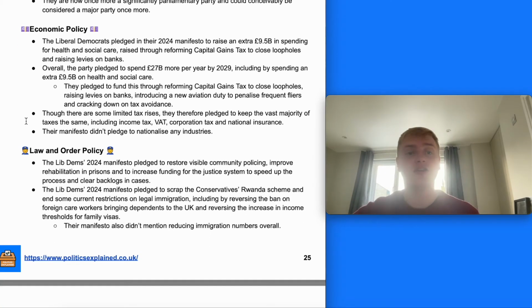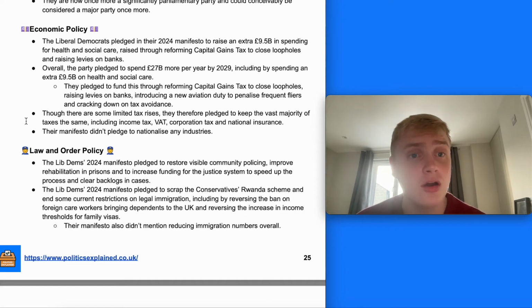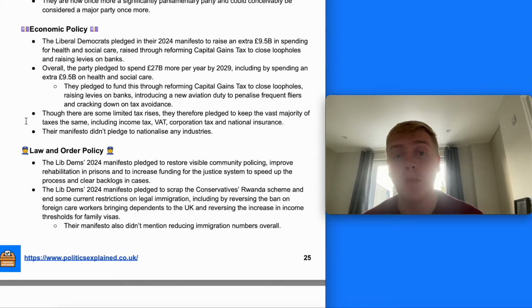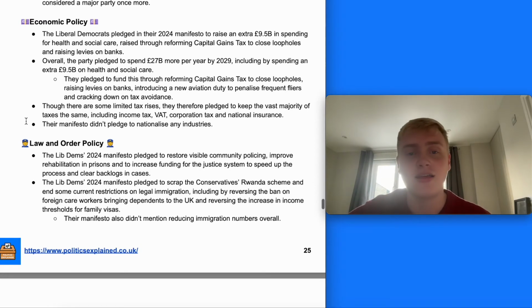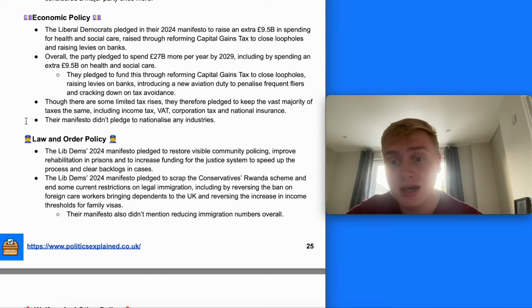In terms of their policy in the 2024 manifesto, they pledged to raise an extra $9.5 billion in spending for health and social care, raised through reforming capital gains tax to close loopholes, and raising levies on banks. Overall, they pledged to spend $27 billion more per year by 2029. They pledged to fund this through reforming capital gains tax, raising levies on banks, introducing a new aviation duty to penalise frequent flyers, and cracking down on tax avoidance. Though there are some limited tax rises, they pledge to keep the vast majority of taxes the same, including income tax, VAT, corporation tax and national insurance.